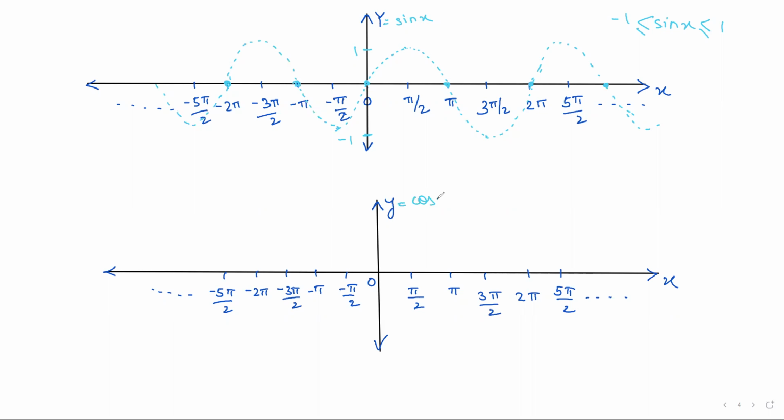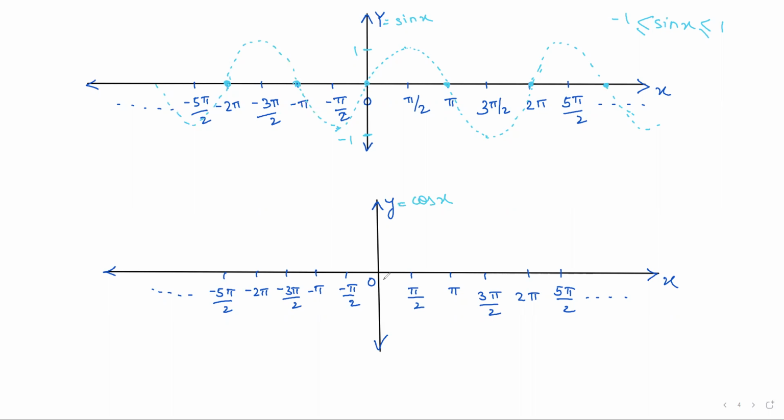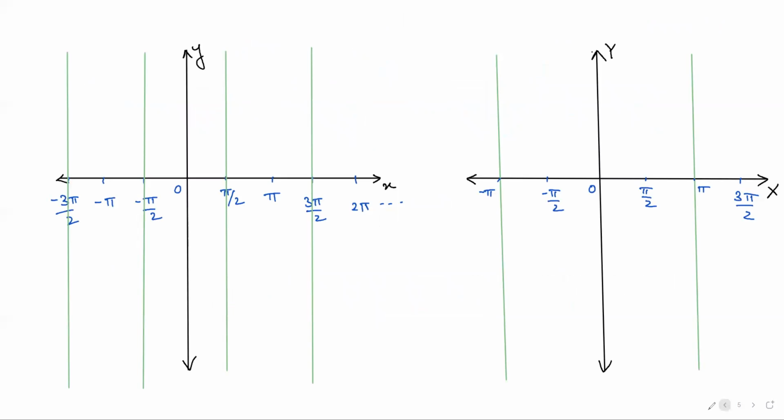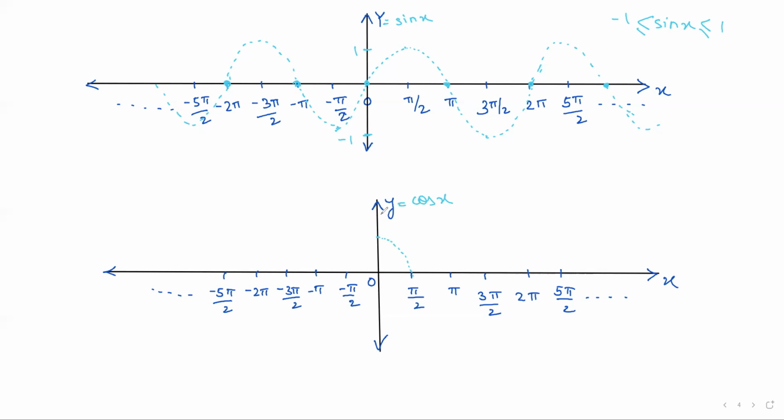This is for cos x. Now we've already studied that cos x decreases from 1 to 0 in the first quadrant. First quadrant, it decreases from 1 to 0. That means earlier it attained the value 1 at x is equals to 0, and then it decreased to 0. Later on, it further decreases from 0 to -1 in the second quadrant. So in the second quadrant, it decreases from 0 to -1.